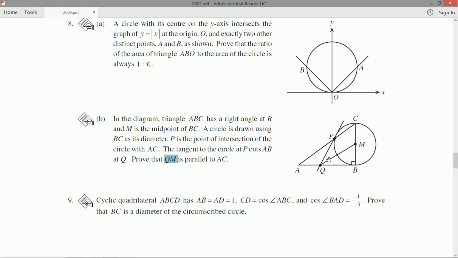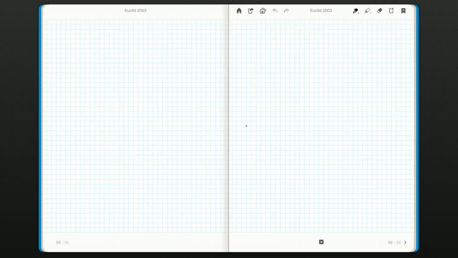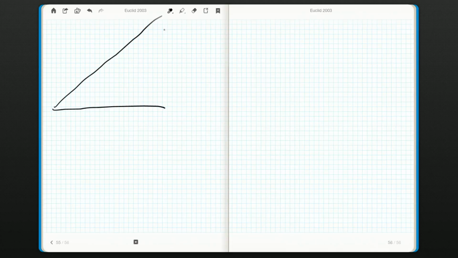Okay. So prove that they're parallel. So, a couple things I could see to show that something's parallel. I'm going to redraw this picture, and then I'm going to label it with different possible plans of attack. Right angle. There's M.